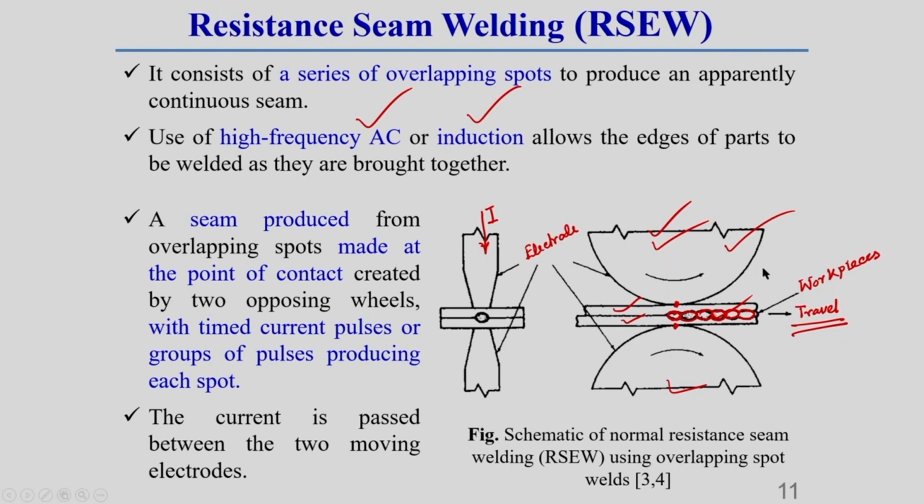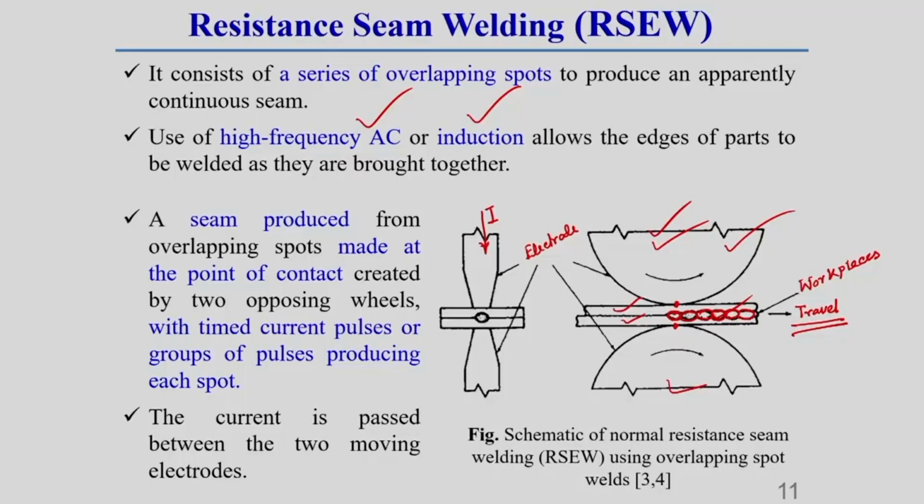Current is passed between these two moving electrodes, because these electrodes are also rotating electrodes. Either the electrode can move, or you can move the workpiece. So, depending upon the situation, either the electrode can be at a particular location and the workpiece can move, or the workpiece can be stationary and the electrode can roll over the surface of the two workpieces. This you should keep in mind.